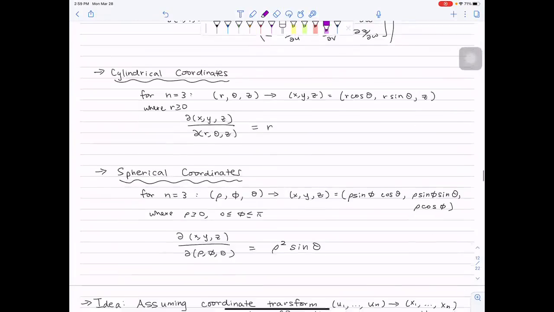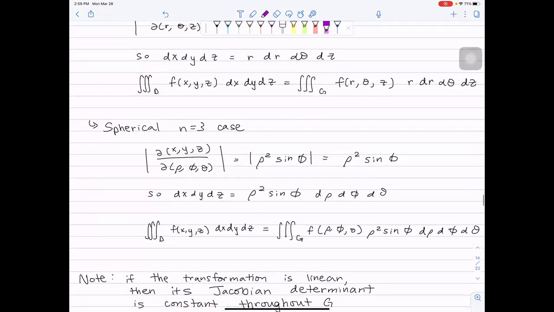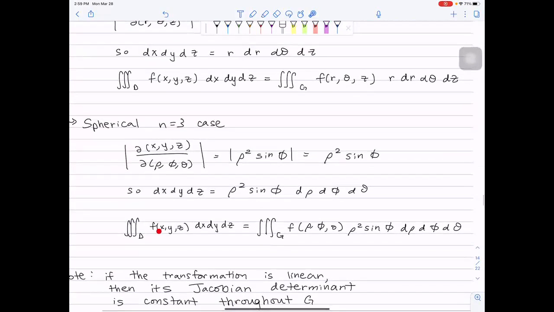Okay, and you can do the same thing for spherical coordinates. In spherical coordinates, some function in terms of x, y, and z is going to be the same function, but rewritten with different parameters: rho, phi, and theta. And we're going to have this rho squared sine phi part, which is our determinant of the Jacobian, and d rho, d phi, d theta. So the Jacobian is that, right?